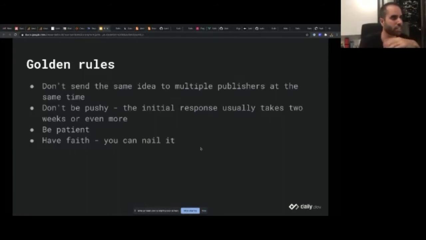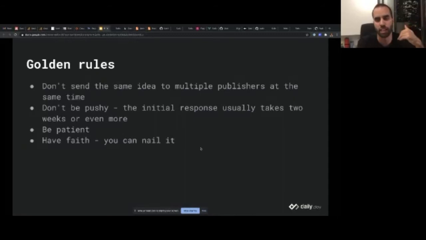So be patient and don't be pushy. Sending the pitch, it takes time to respond to the pitch. It might take like 2 weeks, 3 weeks. Don't worry about it. Just be patient.